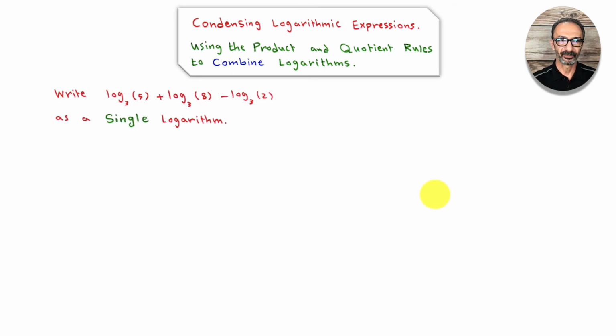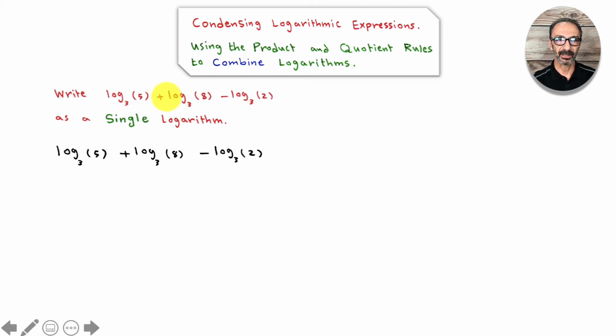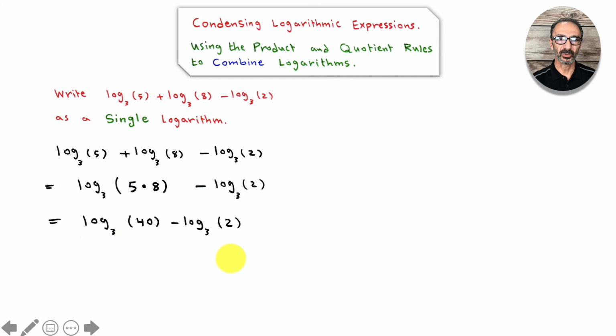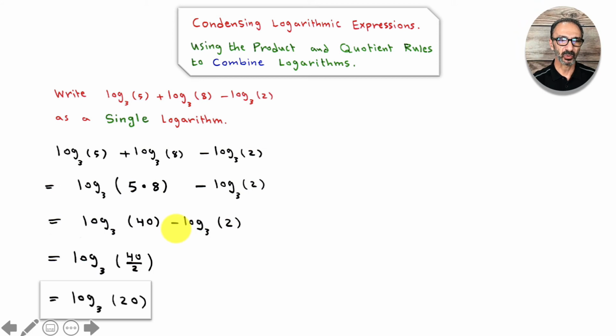Here's an example. Write log 5 plus log 8 minus log 2, all base 3 of course, same base, as a single logarithm. That's called condensing. Well, the first part is a sum. That means it came from the product rule. As you can see, I'm writing 5 times 8. And 5 times 8 is 40. Then the subtract here, I could take it back to a quotient rule. It becomes log 40 over 2, and 40 over 2 simplifies to 20. And we're done.